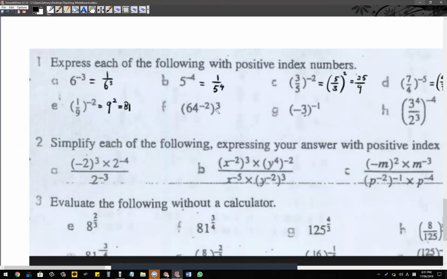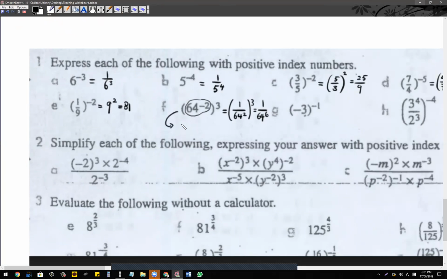This one, on the other hand, there are a number of ways of doing this. First, you can make it into 1/64 squared. That's what this bit is. 1/64 squared to the power of 3, which makes it 1/64. 2 to the power of 3 is, power of 2 to the power of 3, that's power of 6. So you can have that.